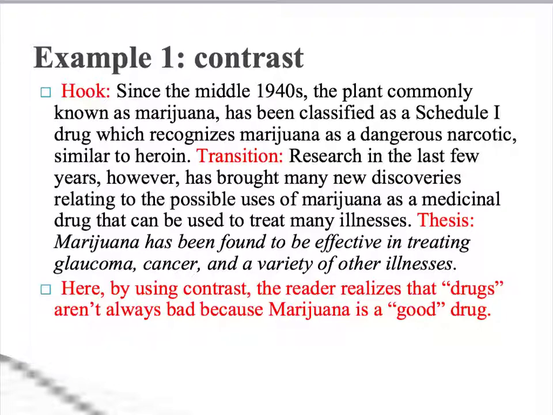So as you can see, the hook says negative things about marijuana. Then the transition, you start getting a clue, wait a minute, marijuana has a good side to it. And then the actual thesis says marijuana has been found to be effective in treating glaucoma, cancer, and a variety of other illnesses. So here, by using contrast in the hook, the reader realizes that drugs aren't always bad because marijuana, quote unquote, could be a good drug. So the contrast was effective in making the good part of marijuana stand out for the thesis.